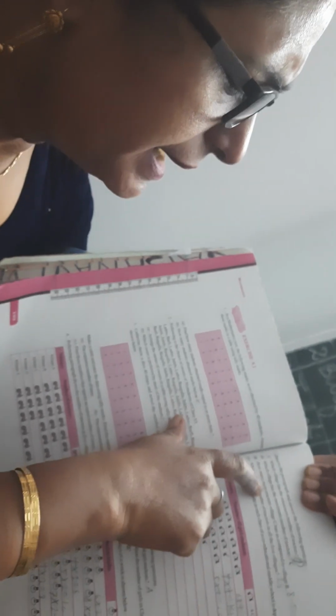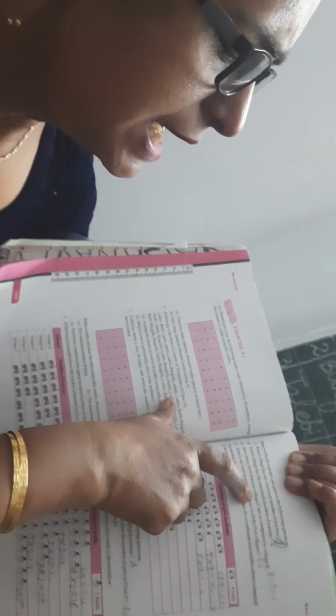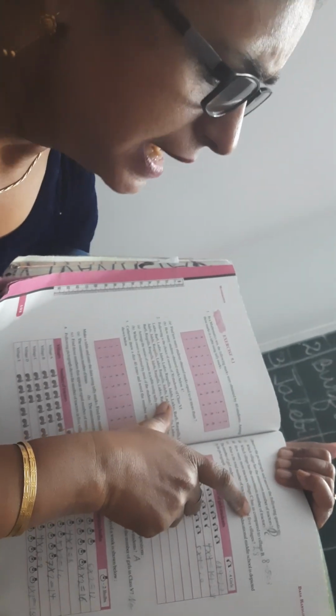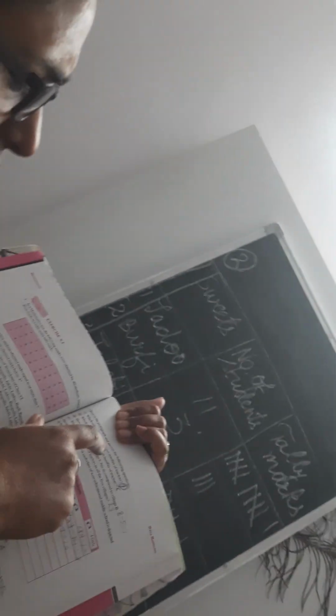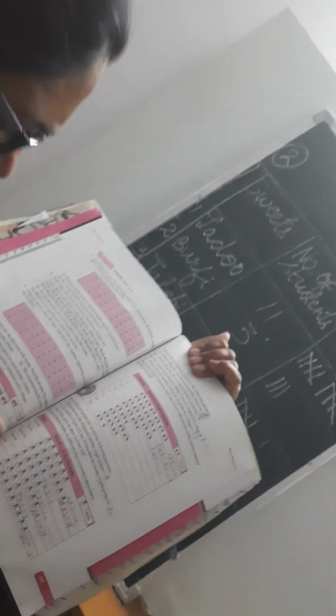Next, how many more tractors does village C have as compared to village B? So it means comparison. When we are doing comparison, we will subtract. It means comparison between two villages, village C and village B. Village C has 8, minus 5, equal to 3. The answer is 3. Okay, keep it straight.